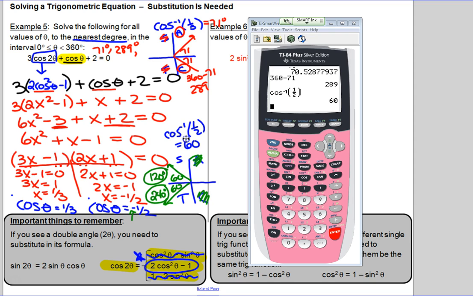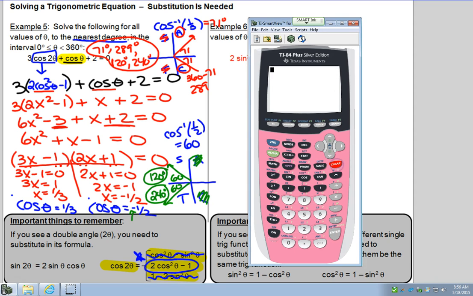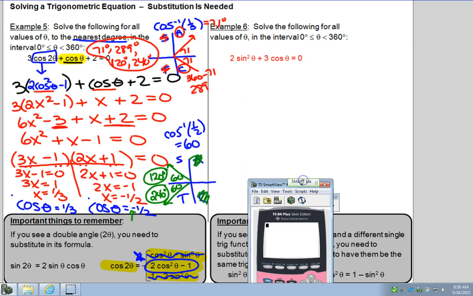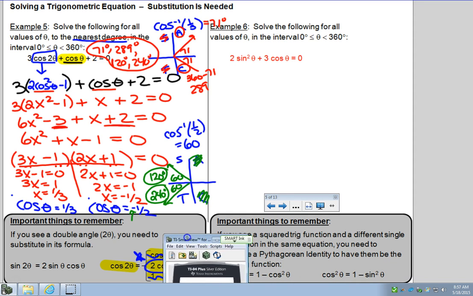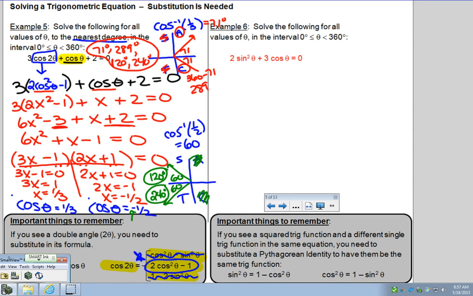Adding that to my answers, I have 4 answers now for this problem. And it's okay if they're out of numerical order. The answers don't have to be in numerical order. Okay, one last one. This one here. Solve the following for all values of theta in the interval 0 to 360. So no rounding involved. Probably going to get one of my special right angles.